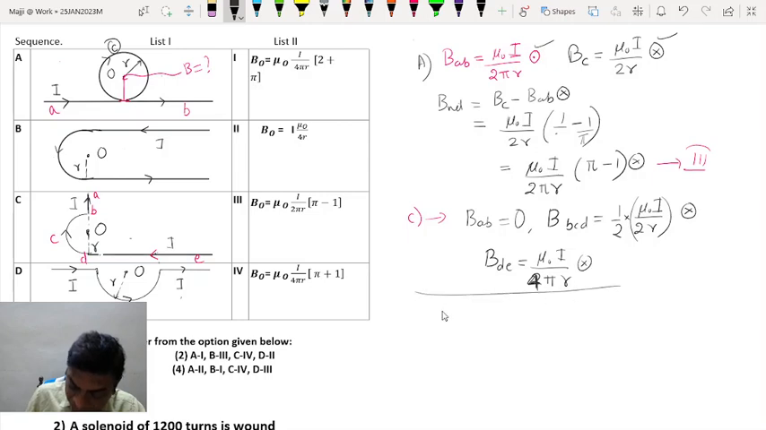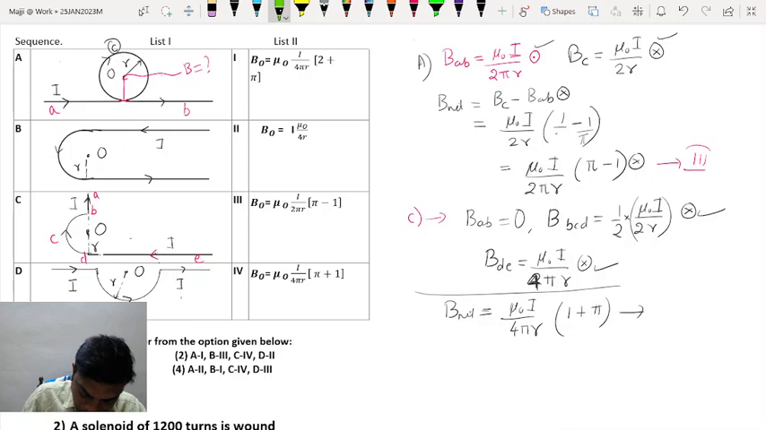So the net field will be to add, since they are in the same direction. Here you have mu 0 I by 4 pi r into 1 plus pi, that is fourth. So B should be mapped to fourth. That is, the third option is the correct answer.